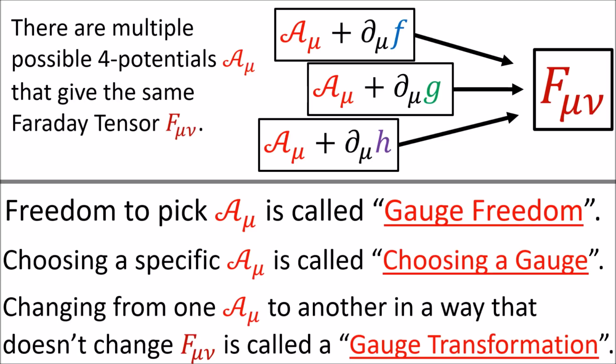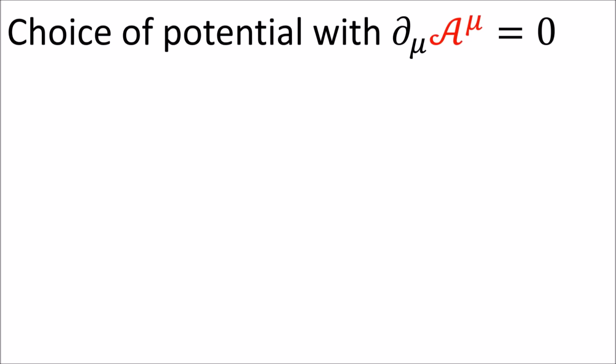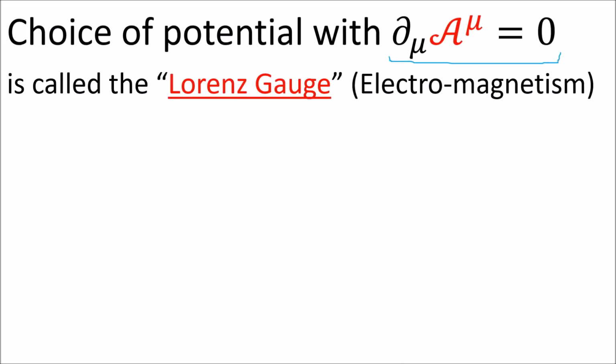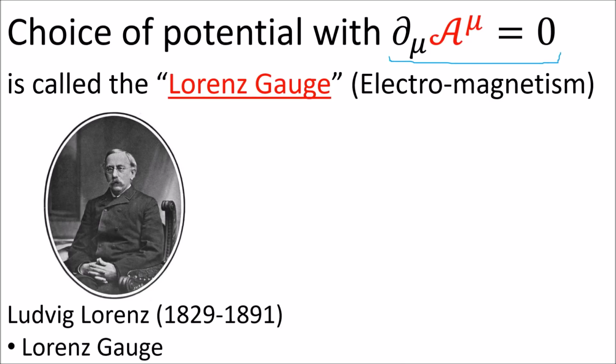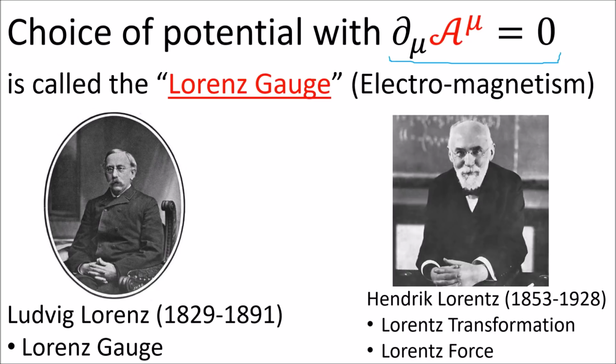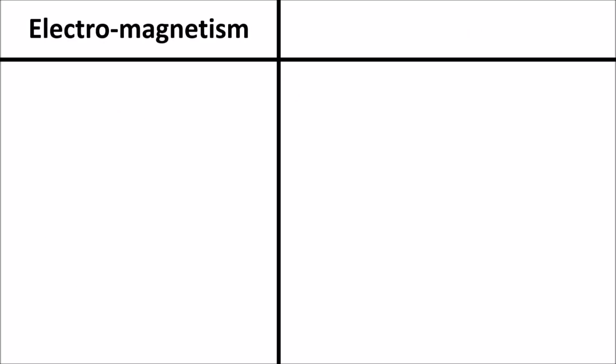So we have freedom in choosing our potential. The specific choice of potential that obeys this formula, where the 4 divergence of the potential is 0, is called the Lorenz gauge. The Lorenz gauge is named after Ludwig Lorenz, who should not be confused with Hendrik Lorentz, after whom the Lorentz transform and Lorentz force are named.